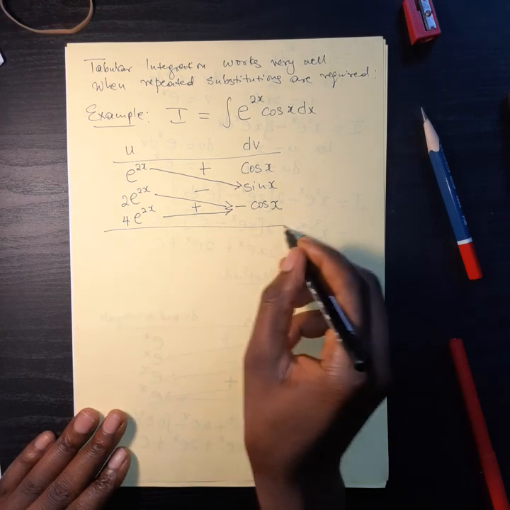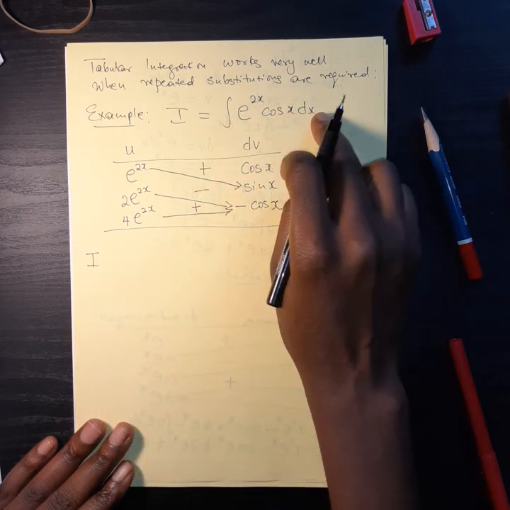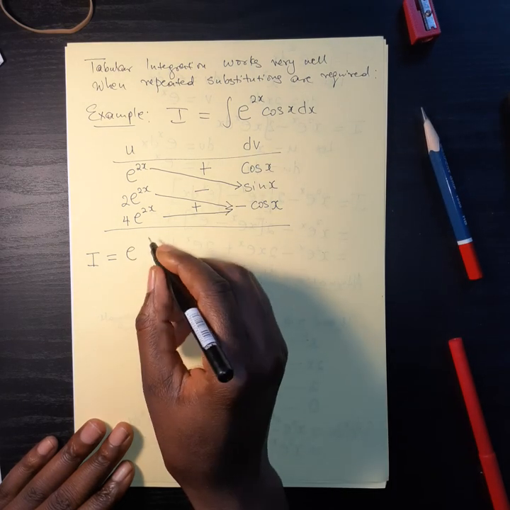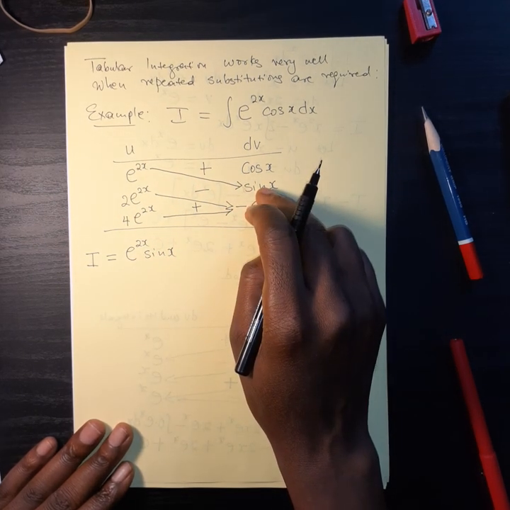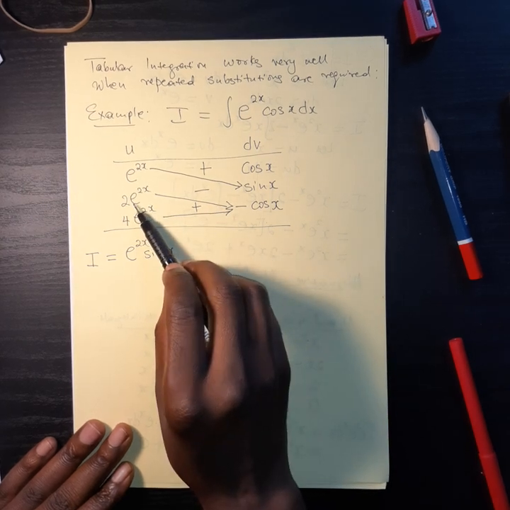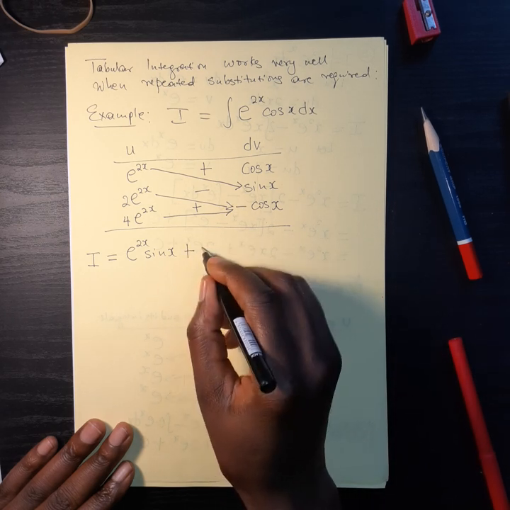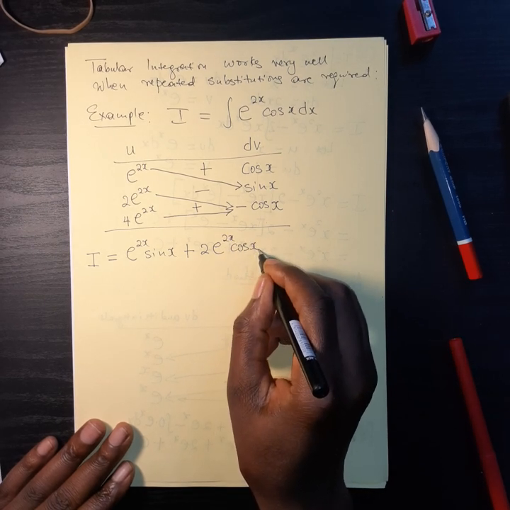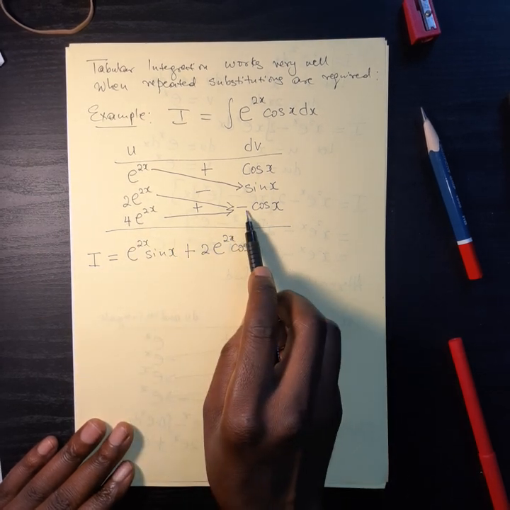So how do we read the integral? Our I, let us call it I, it's equal to uv, e to the power of 2x sine x. It's our uv minus this times that, but this one is already negative, so it will be a plus 2 e to the power of 2x cosine of x. Now, you see this one is coming diagonally. This one is horizontal.